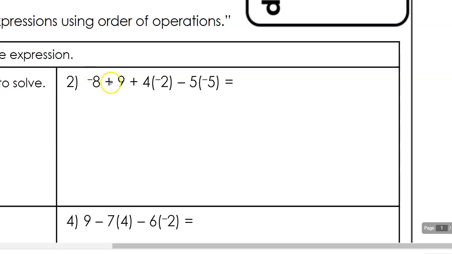When you read this problem from left to right, like you're reading a book, multiplication comes first here. So you're going to multiply these two numbers together. A +4 times a -2. +4 times a -2 is going to be a -8. Then we're going to bring everything else down. We're going to bring down the 9, the plus, and the -8. We're also going to bring down the -5 times -5.